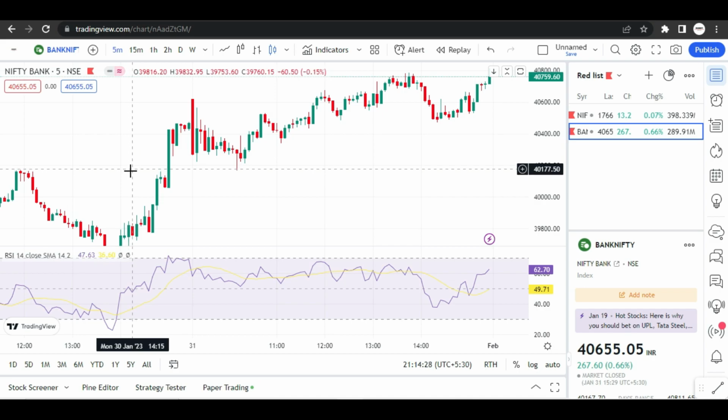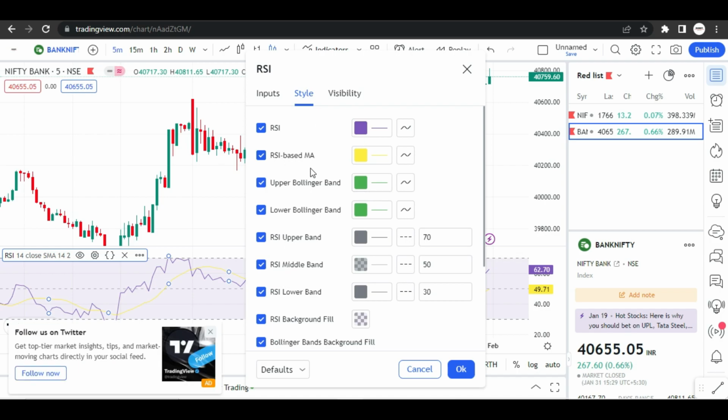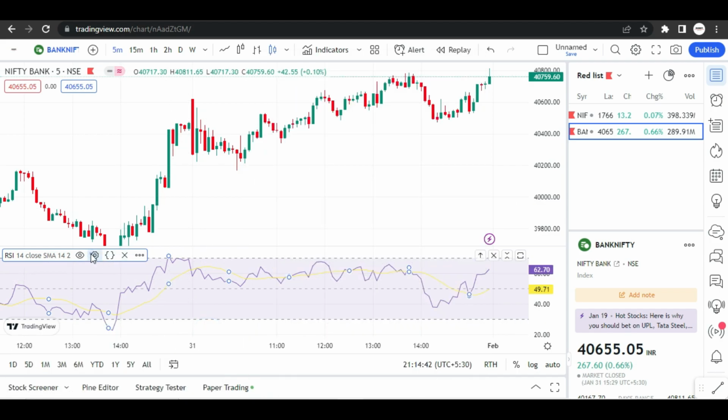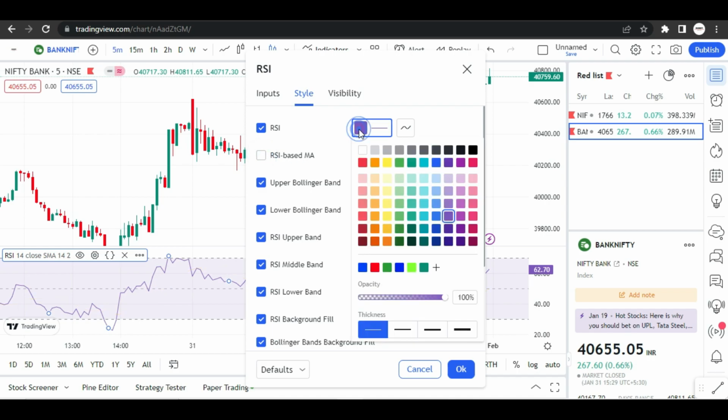Go to RSI, go to the settings section, and there you can see some settings. These are the inbuilt default settings. We don't require this moving average, so we are going to uncheck the yellow checkbox, RSI based MA, moving average. After that, we are going to increase the width of this RSI line, and if you want to change the color to your favorite choice, you can do that also. Meanwhile I will mark it blue because it will be more visible.